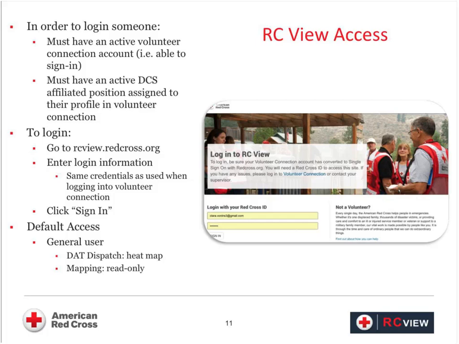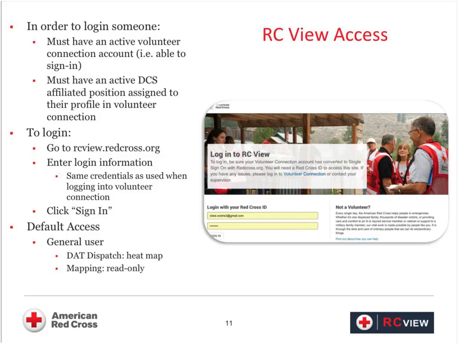Once those two qualifications are met, you'll be able to log in. You log in to RC View by going to rcview.redcross.org and entering your login information. And that login information is going to be the same email and password as you use when logging into Volunteer Connection. The first time that you log in to RC View, you're going to have a general user access.